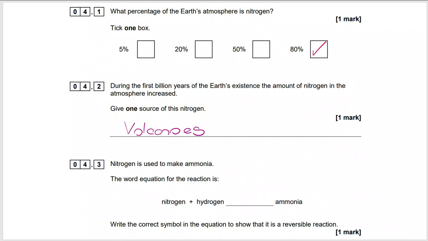And it's asking you to write the correct symbol in the equation to show it's a reversible reaction. That's why it's important to read through the whole question. You might remember this is reversible, but it's actually telling you anyway. So the reversible symbol is this: 2 half arrowheads, one to the right, one to the left.